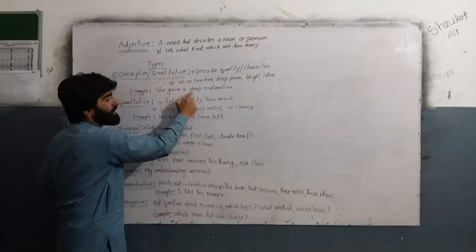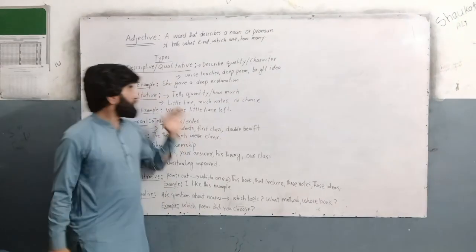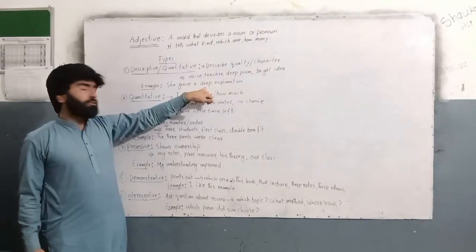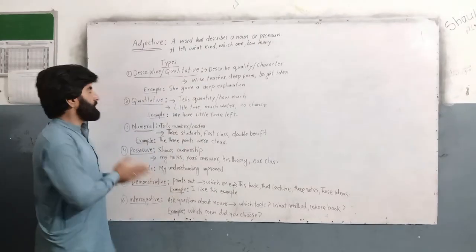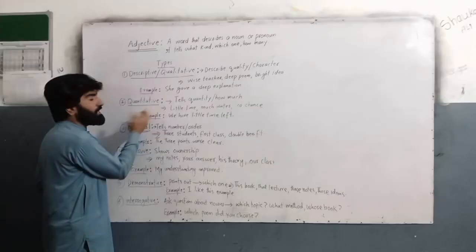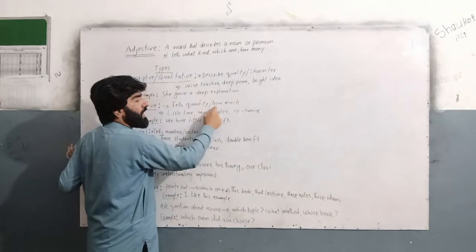Now I have an example. She gave a deep explanation. So the word deep is a descriptive or qualitative adjective. The second type is quantitative adjective. Quantitative adjective tells quantity, how much.